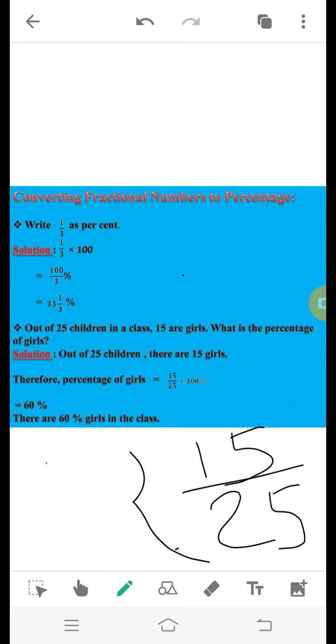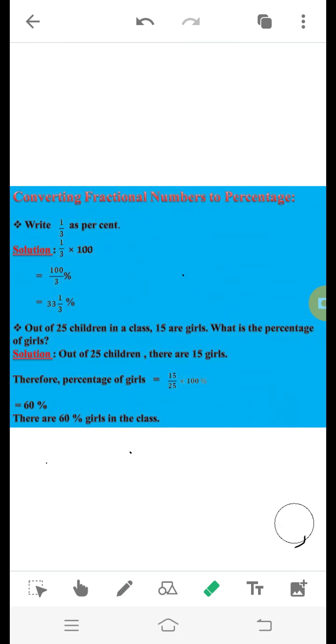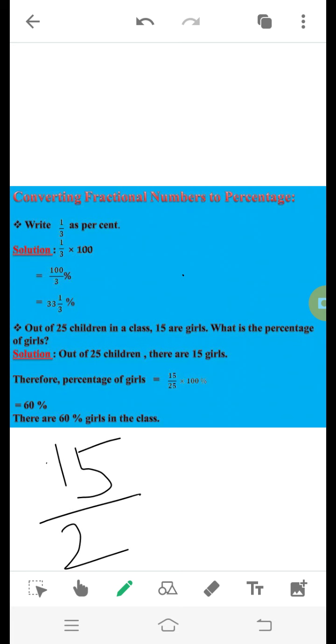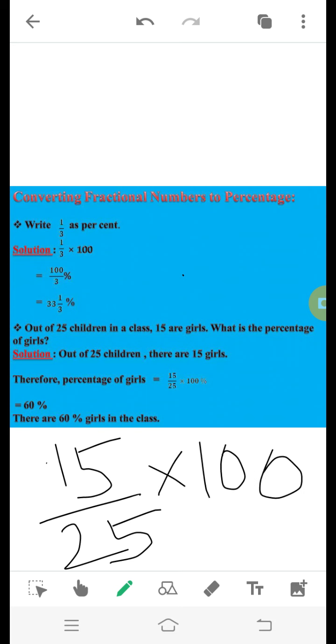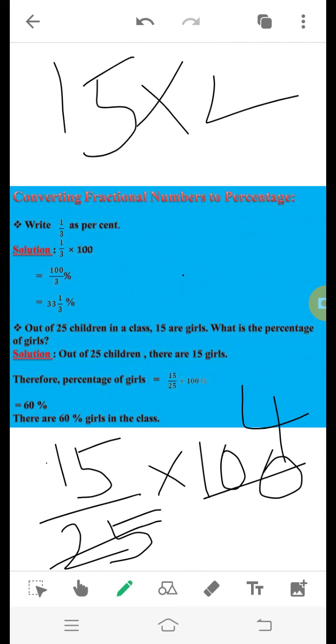Now you have to convert this number into the percentage form. So the same concept, you have to multiply that number with 100. 15 divide 25 multiply 100. Now here you can cut, 25 4s are 100. So the remaining number is 15 multiply 4. So 15 multiply 4, it's 60 percent. So your answer is 60.